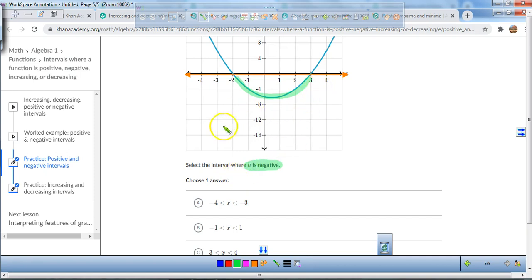So let's check this out. Between -3 and -4, nope, that's positive up there. Between -1 and 1, yeah, that's negative, so that's going to be my answer. And between 3 and 4, that's positive right there. So I'm going to choose B.